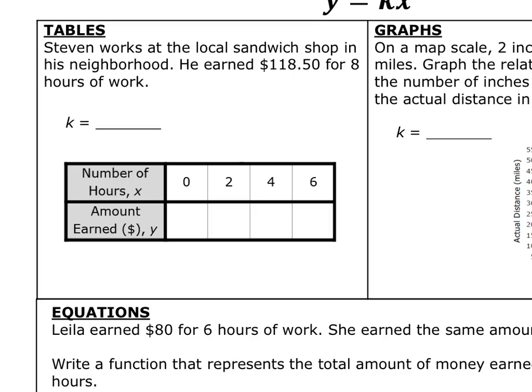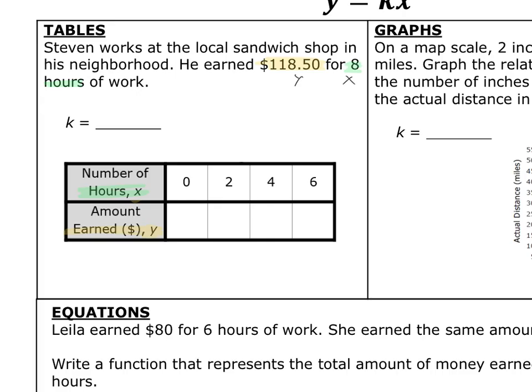He earned $118.50 for 8 hours of work. Looking at our table here, I see that we have a y variable and an x variable. X is the hours and y is the dollars. Actually, let me color code that. There we go. That's better because now I can say I have 8 hours. I can make that green. And then $118.50, that's my y. So I have my y and I have my x.